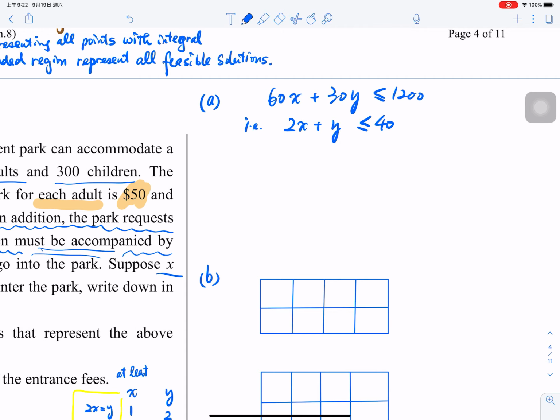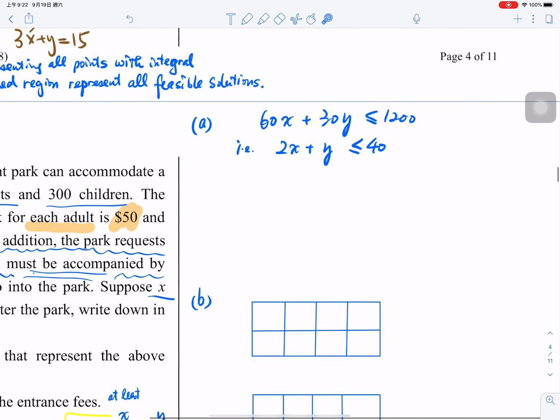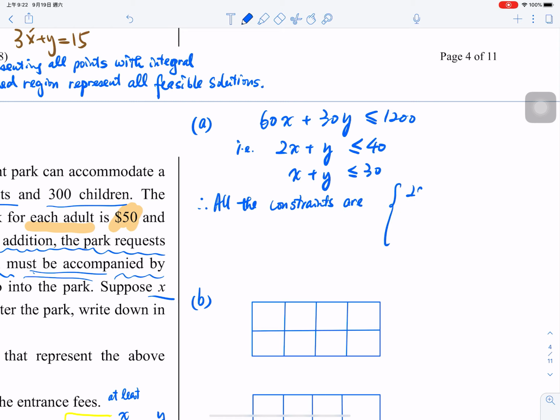Second one, total weight cannot exceed 30 kilograms. That means x and y cannot exceed 30 kilograms. So as a result, x plus y smaller or equals 30, right? So as a result, all the constraints are: 2x plus y smaller or equals 40, right? x plus y smaller or equals 30, right?